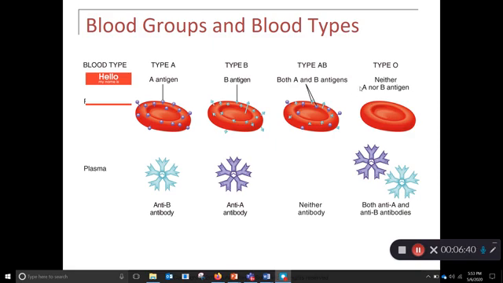If you are type O, though, you're kind of out of luck. You can't really take blood from type A, you can't take blood from type B, you can't take type AB blood, or else you're going to have some type of reaction. But the benefit of being type O, especially type O negative, the O negative type is called a universal donor because it has none of those antigens on it.